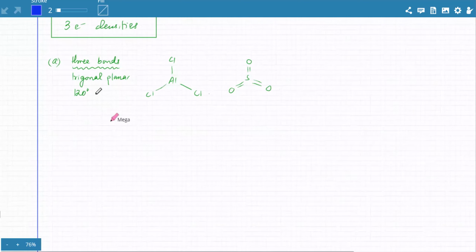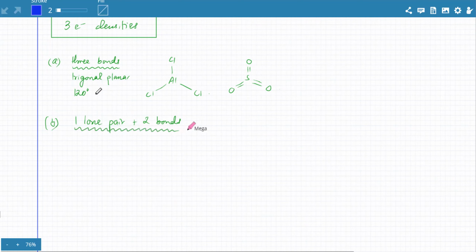Then there's going to be another version of this, and that's going to be one lone pair and two bonds. Now, the first thing is, what is a lone pair, and how do you figure out an atom has lone pairs around it? That's an issue. A lone pair is the unused outer electrons or orbitals.